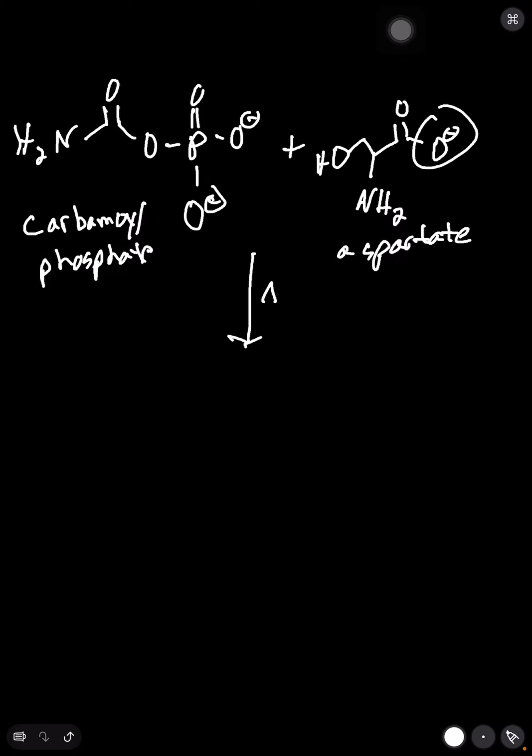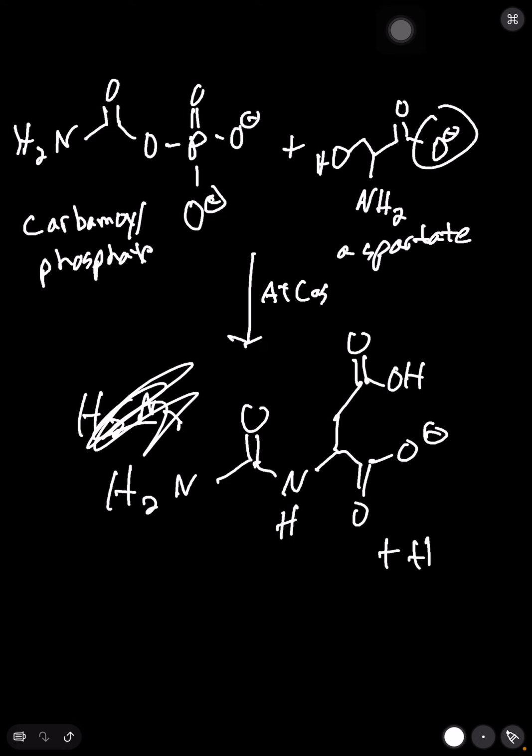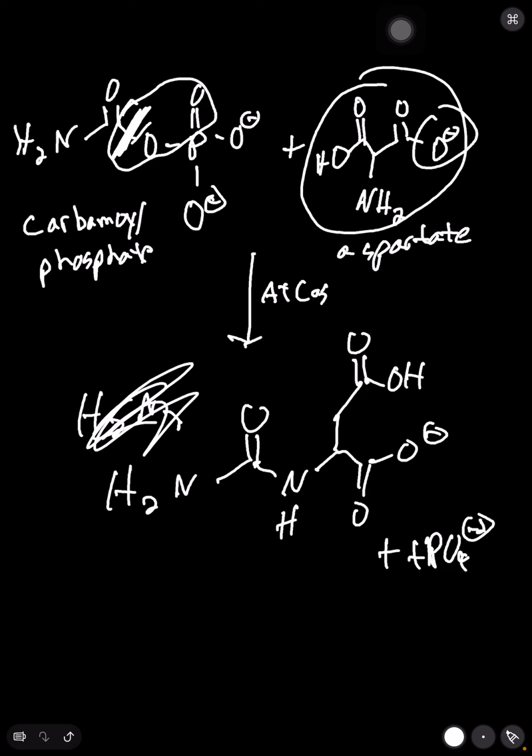These two can react with each other. That happens with the help of ATCase, and you get this, and you get some HPO4 2-minus as a byproduct. Oops, I forgot something here in this top structure. Forgot a carbonyl group. My bad. So basically, this phosphate group gets cleaved off here, off of this carbon, and this group takes its place. And you can form this.